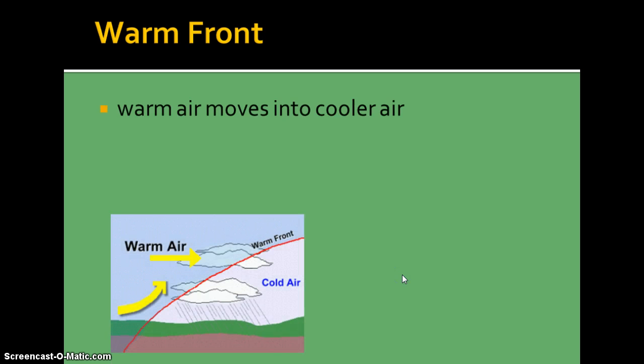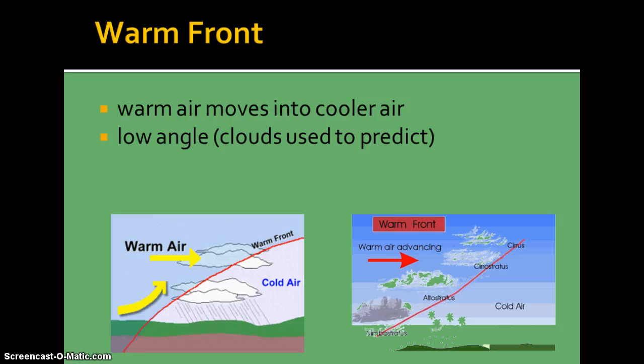So warm front, you've got warm air that moves into cooler air. The warm air rises, forms clouds, and usually they're low angle clouds. So you'll see cirrus clouds first, followed by cirrostratus, altostratus, and ultimately nimbostratus, which are precipitation clouds. And you can predict when a warm front is coming if you see this order of clouds arriving.